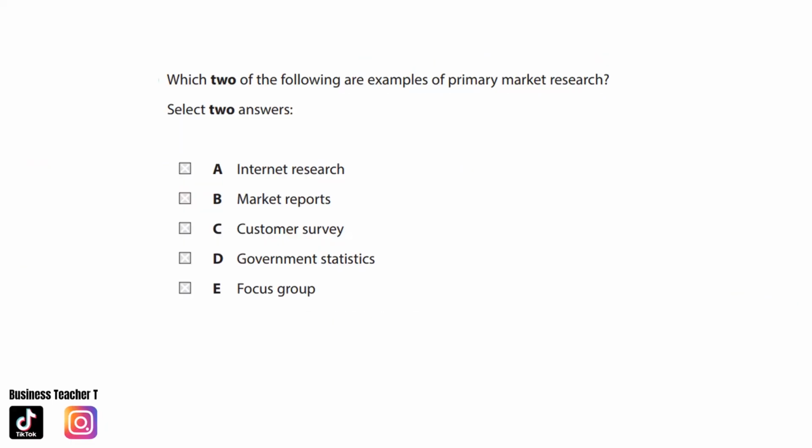Which two of the following are examples of primary market research? Here you need to select two answers. A, internet research. B, market reports. C, customer survey. D, government statistics. And E, focus group. And the answers are customer survey and focus group.